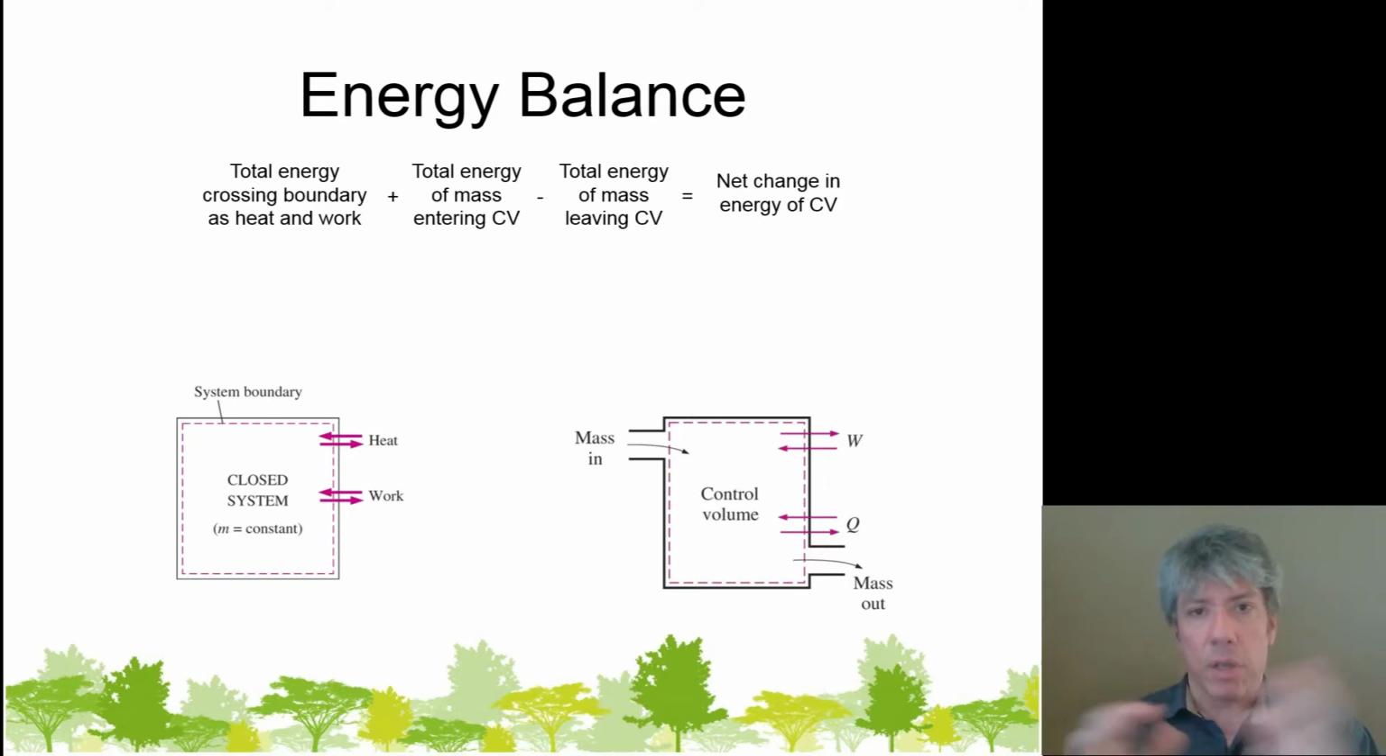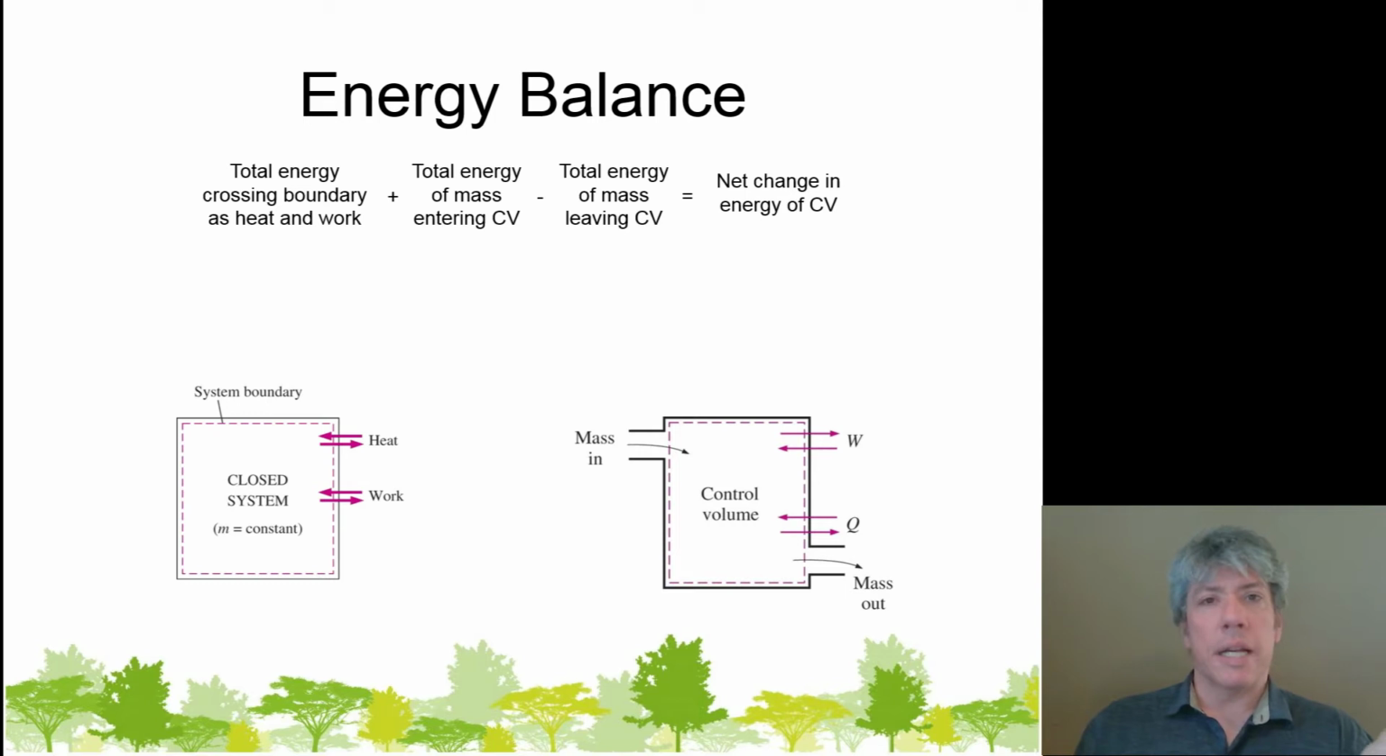So in general, our energy balance for an open system would be as follows. The total energy crossing the boundary is heat and work, whether it's going in or coming out. That's that first term. We already know how to deal with that. Plus the total energy of the mass entering the control volume minus the total energy of the mass leaving the control volume is equal to the net change in the energy in the control volume.